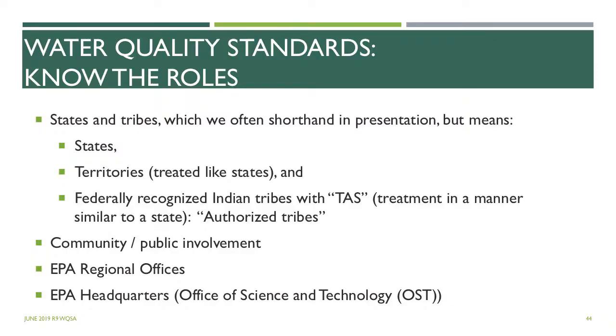So in terms of roles, I told you this was a collaborative approach. There are states, territories, and authorized tribes, the community and public involvement, EPA regional offices, and EPA headquarters. Everybody plays a role in making sure that the water quality standards are really reflecting what is needed to protect the waters and proceeding to do what needs to be done to protect the waters.